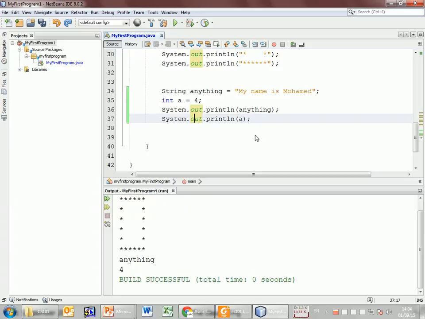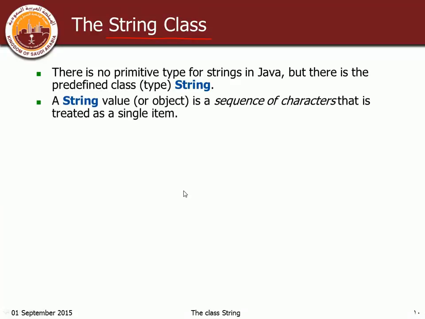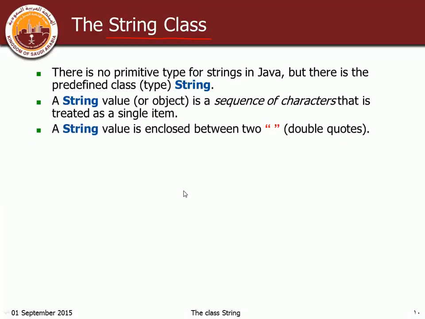Any questions? So this class string, this type string, can hold many texts. So it's very important for you to understand: if I'm using double quotes, this is a string. If I'm using single quotes, this is a char. Char, only single quotes. I'm trying to confuse you. Char, single quotes. String, double quotes.